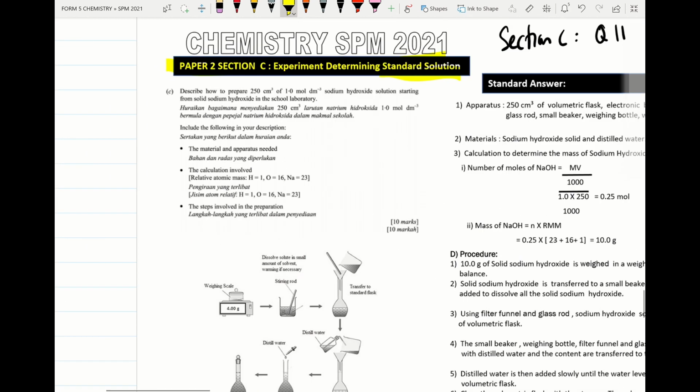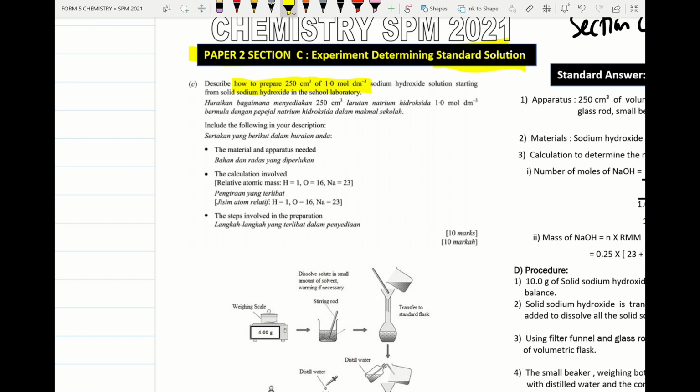All right, we check the question. Describe how you would prepare it. So this is the volume given here. Again, molarity is given. So please remember, we need to find the number of moles. Please remember to use this formula. All right, so the molarity and volume of sodium hydroxide are given, starting from the solid in the laboratory. So include the following aspects in the description: materials, apparatus needed, calculation involved, and steps involved in the preparation.